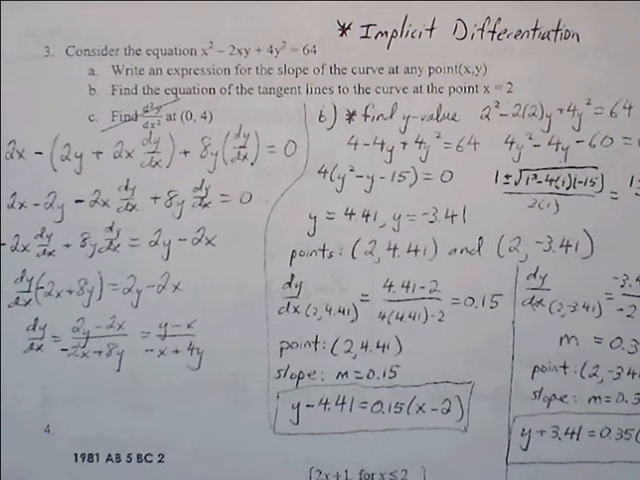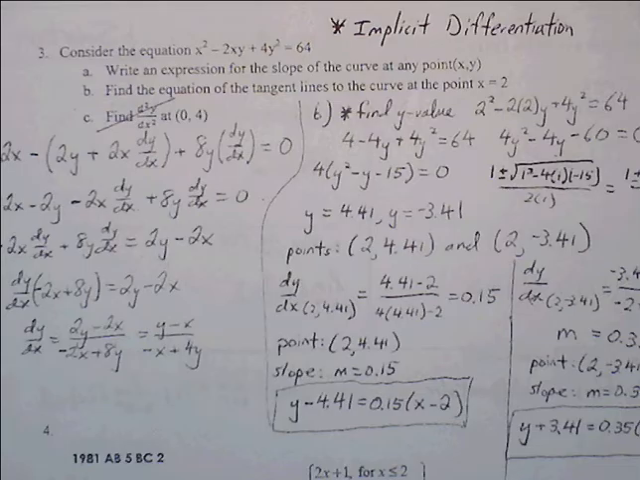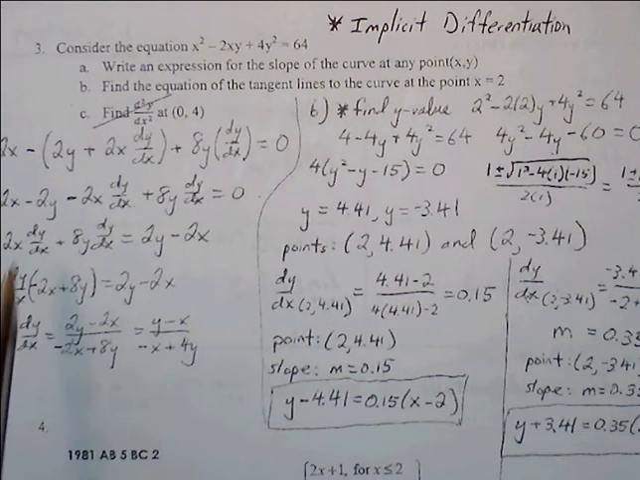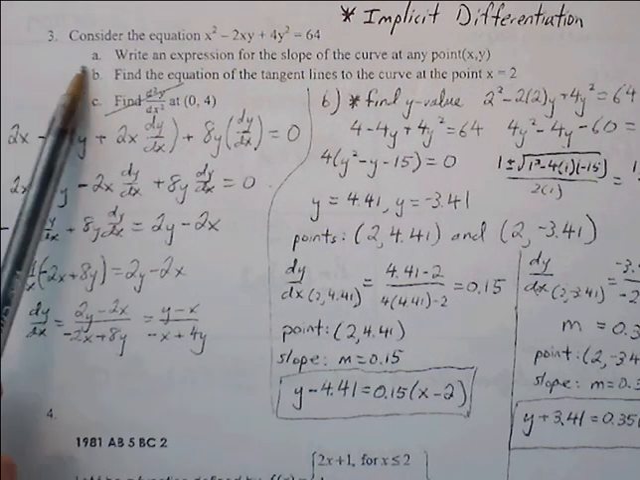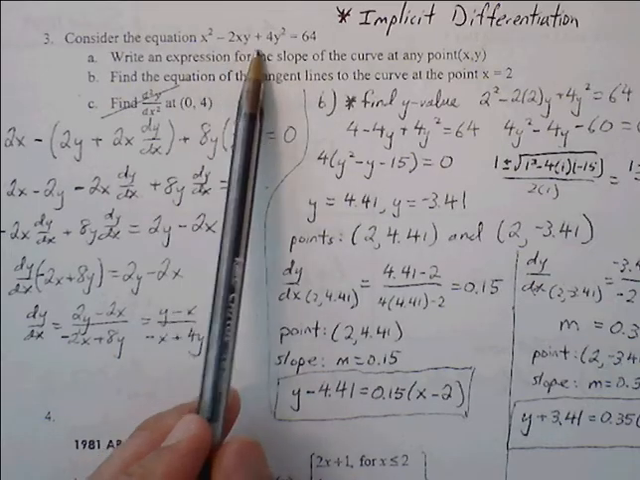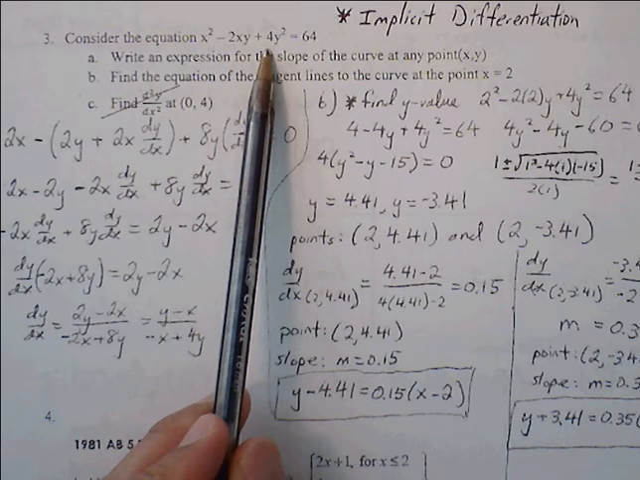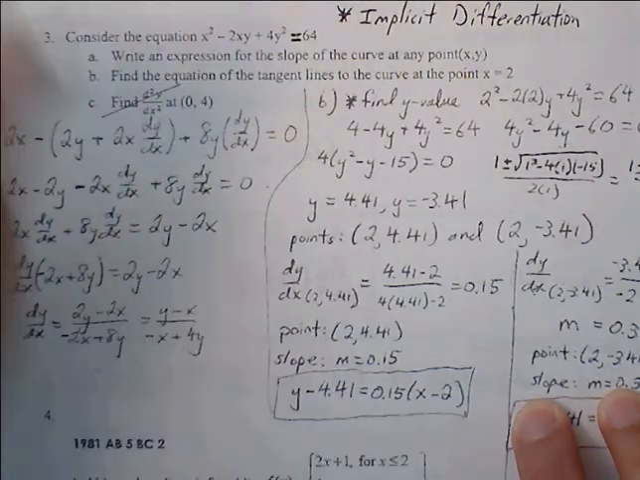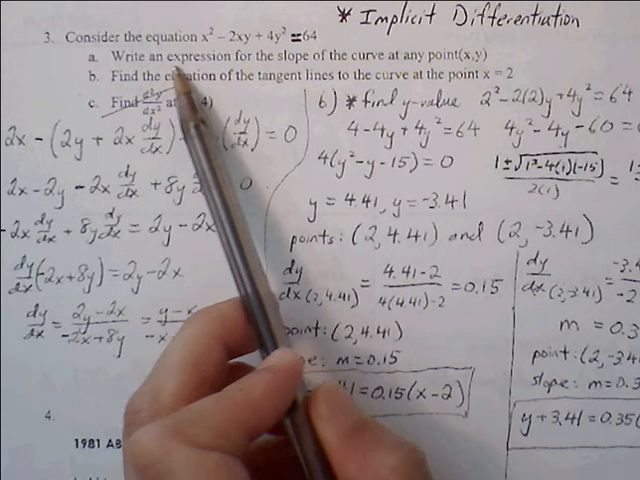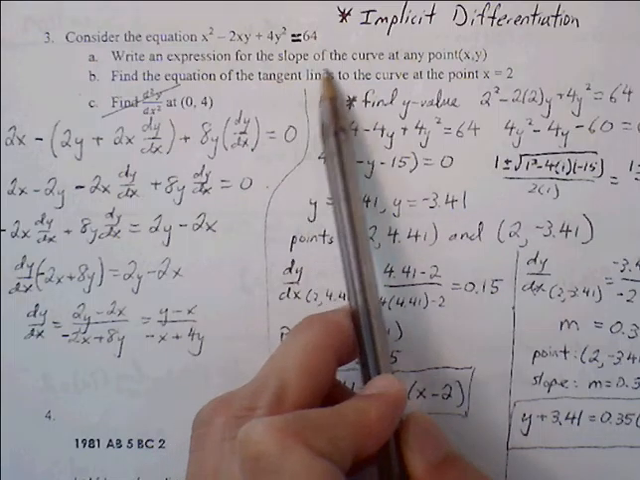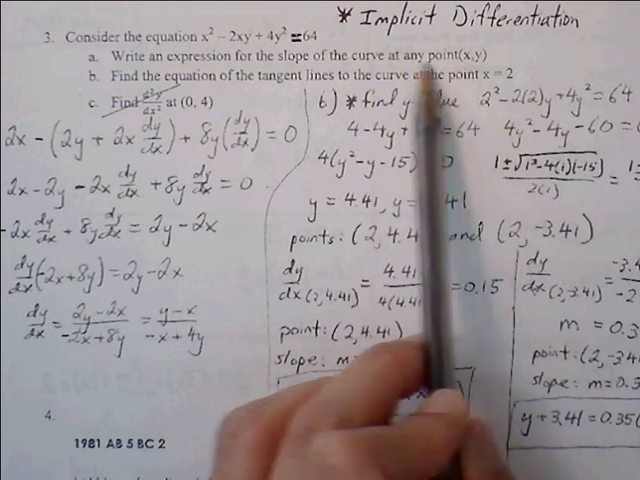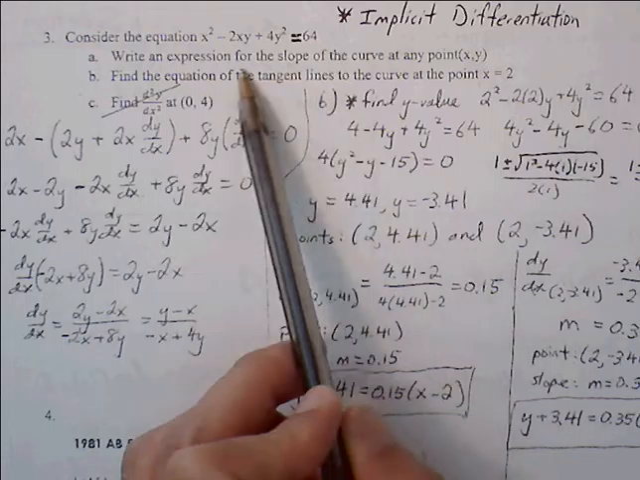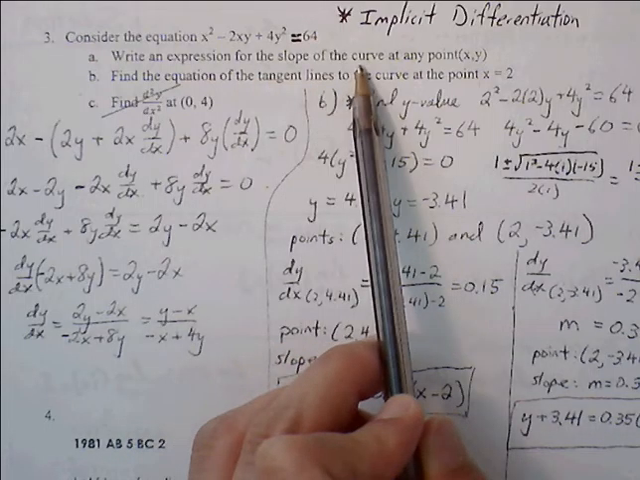Let's continue with the back page of the derivatives limits FRQ worksheet. So number 3, consider the equation x squared minus 2xy plus 4y squared is equal to 64. Part A, write the expression for the slope of the curve at any point (x, y). So it's essentially asking for the derivative function or derivative equation.